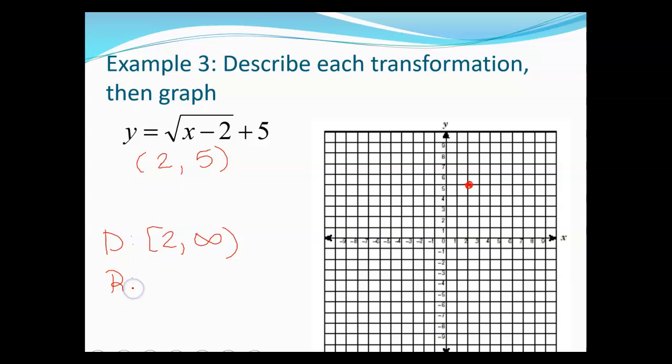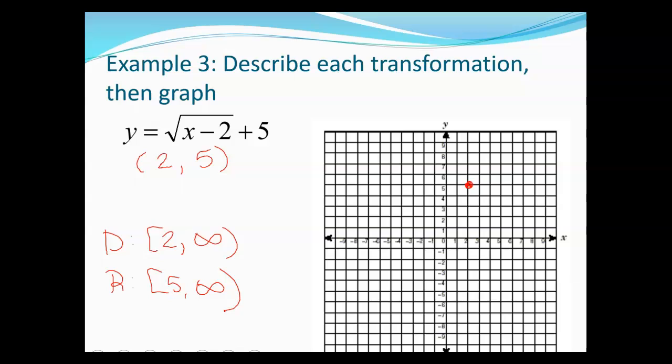Now, my range, can I have points below the starting point of the square root? No. It would be bracket 5, comma, infinity. Can you write that like y is greater than or equal to 5? If it was reflected, then your range could be up and down. We'll see a reflection, but not yet. So my starting point's 2, 5. My domain and range are up there.